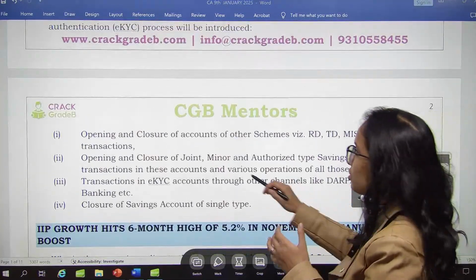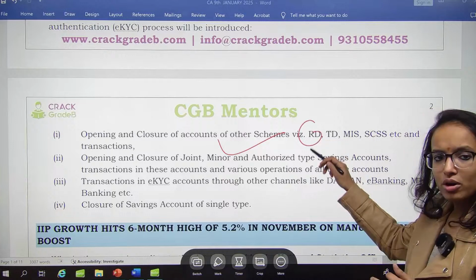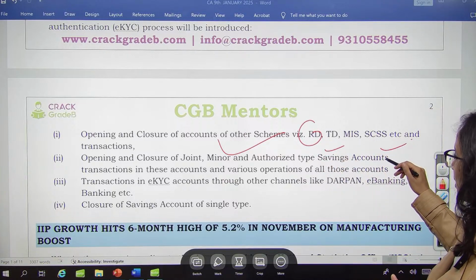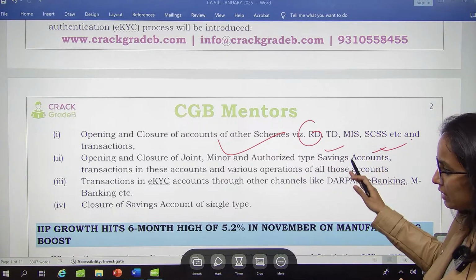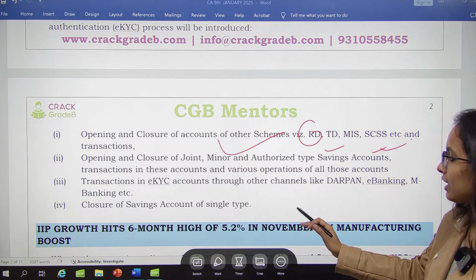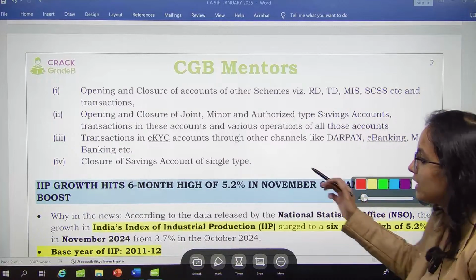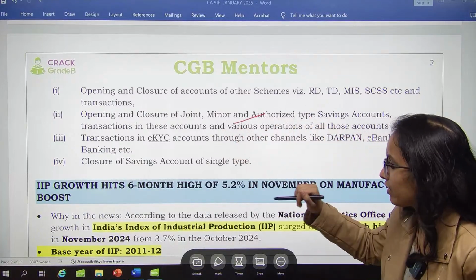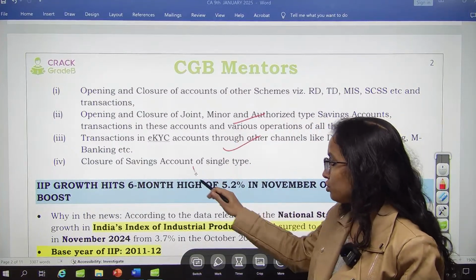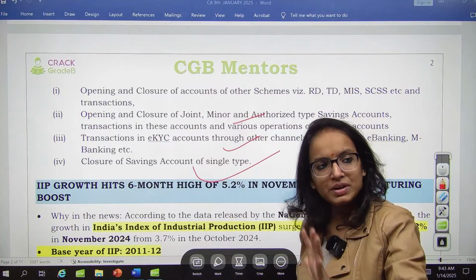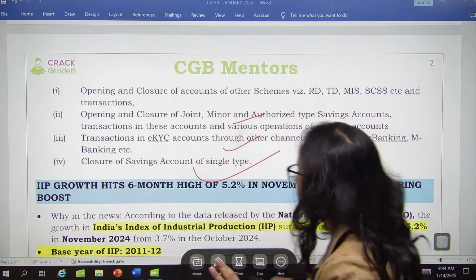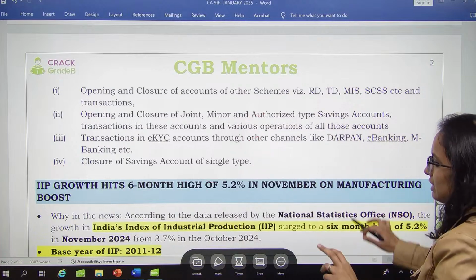So opening and closure of accounts like recurring deposit, term deposits, monthly income, senior citizen savings scheme, all these savings schemes, everything will be done online. This is the catch here. Opening and closure of joint and minor accounts, transactions in eKYC account, closure of savings accounts of single type, everything related to it will now be online. You need not remember these details separately.